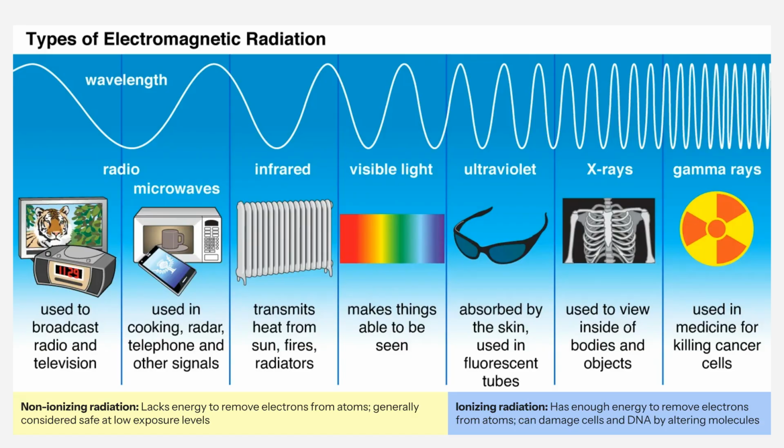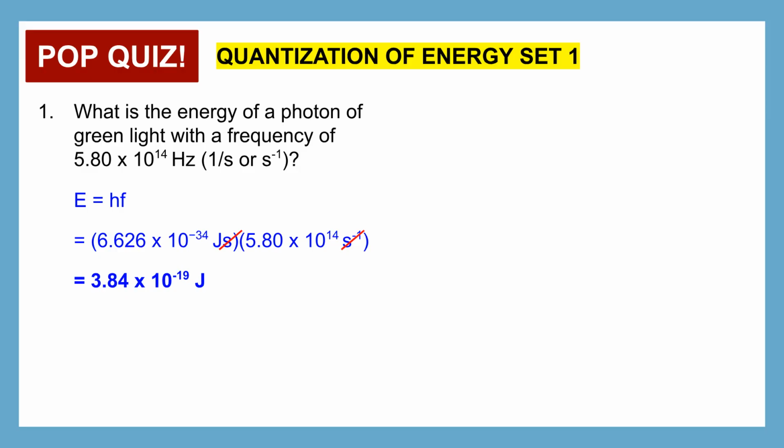X-rays are used for medical imaging, and gamma rays are used in medicine to treat cancer. As frequency increases, the radiation becomes more energetic. Let us put Planck's quantum theory into practice by calculating the energy of two different types of light.